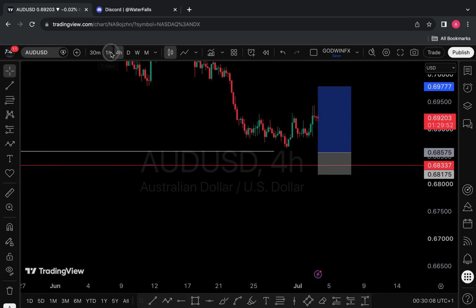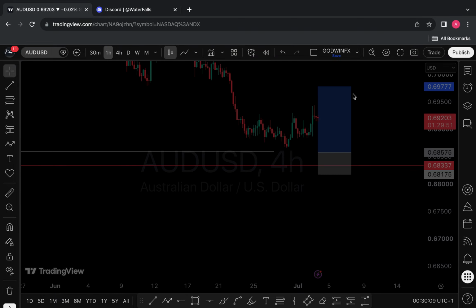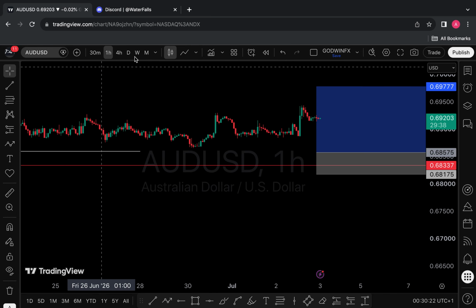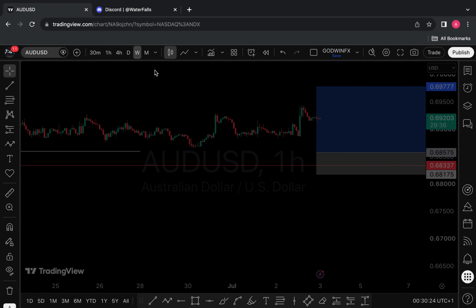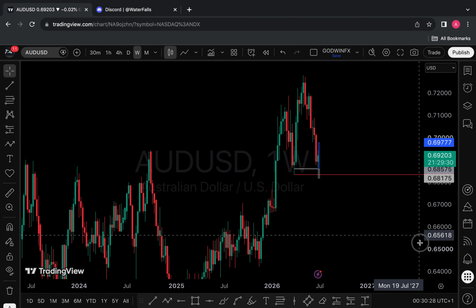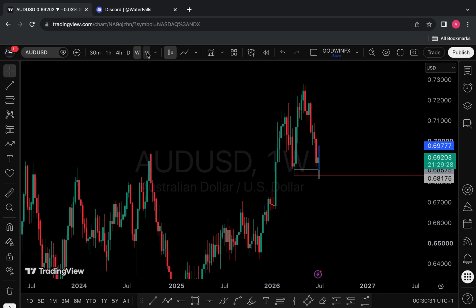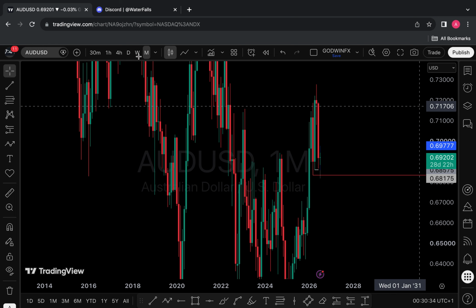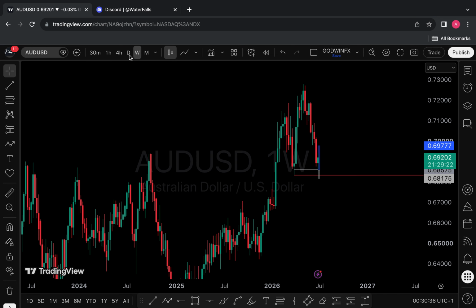Same thing for the 1 hour candle. This is the 1 hour time frame now. So every candle you can find on this 1 hour time frame takes one hour to be fully formed. Also on the weekly time frame, every candle takes a whole week to be fully formed. Also on the monthly time frame, every candle takes a whole month to be fully formed. So that is how time frames work.